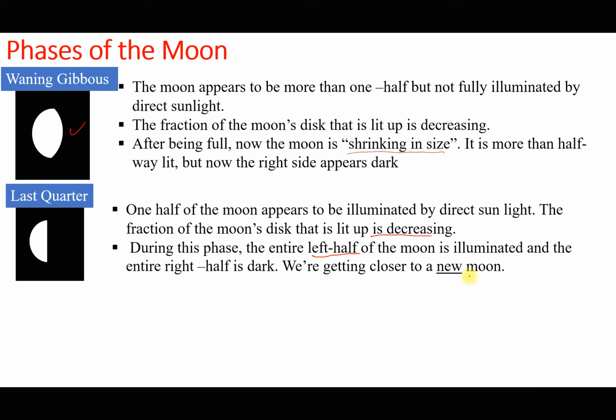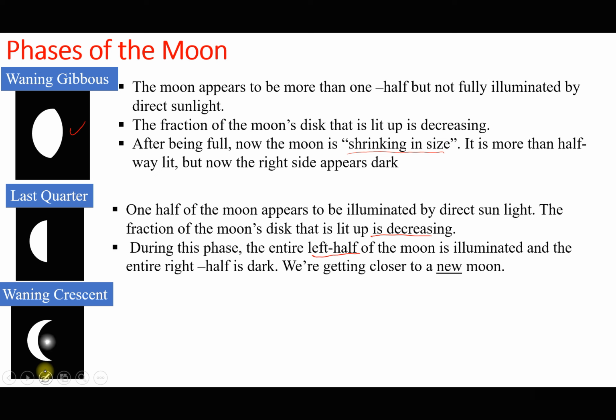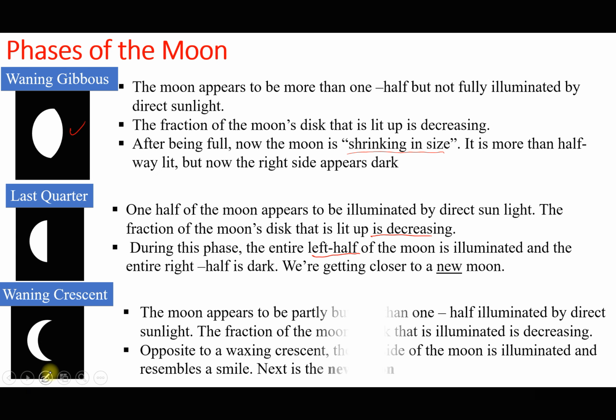But remember, for us on the earth's surface, we only see a quarter because we are seeing the moon at 90 degrees. So we see a quarter. Then we have what we call the waning crescent, which is also looking like a smile. So in this phase, the moon appears to be partly but less than one half illuminated by direct sunlight. The fraction of the moon's disk that is illuminated is decreasing, opposite to waxing crescent. The left side of the moon is illuminated and resembles a smile.